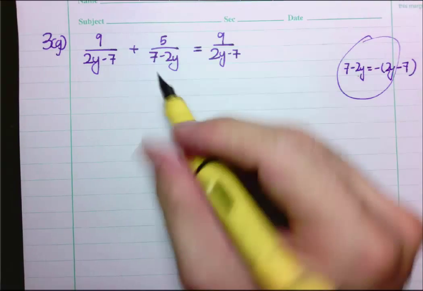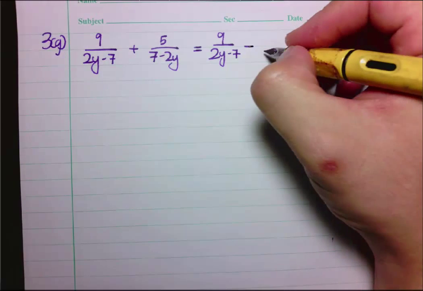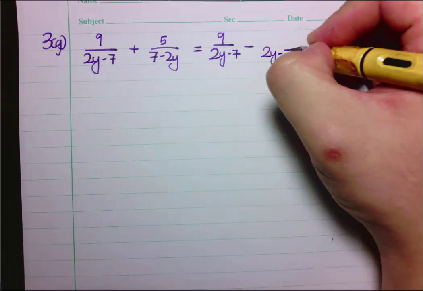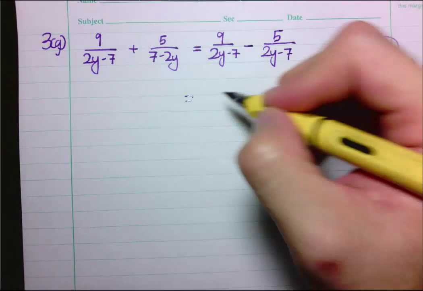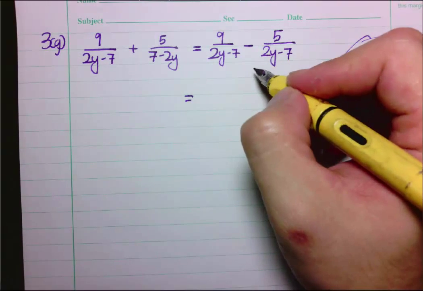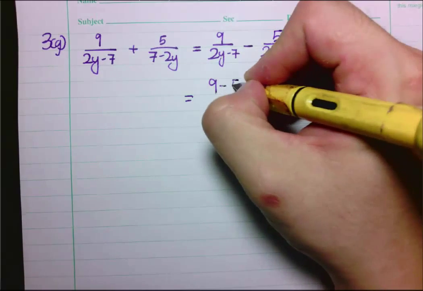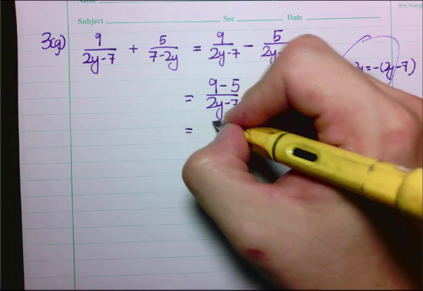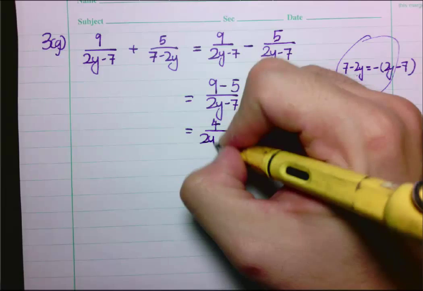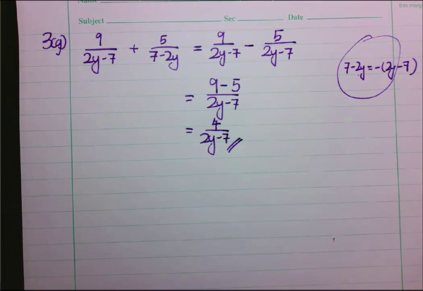So from here, for this term, I factorize negative 1. So I put a negative here, and I get 2y minus 7, and 5 in the numerator. Now notice that the two denominators are the same already. So I get 9 minus 5 over 2y minus 7, which equals 4 over 2y minus 7. And you are done with question 3G.